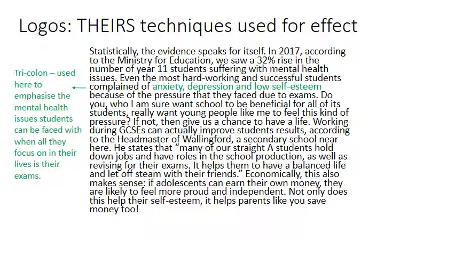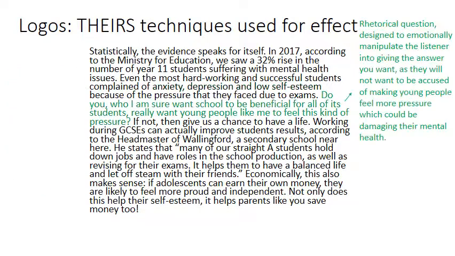Then we've got our tricolon. In this case, in the sentence, even the most hardworking, successful students complained of anxiety, depression, and low self-esteem because of the pressure they faced due to exams. So here we've got the tricolon, the three words and descriptions in a row, used here to emphasize the mental health issues students can be faced with when they focus solely on their exams. So again, it's emphasizing the problems that a part-time job could overcome. So it's presenting the problem in a way that means that when we suggest part-time jobs should be allowed, we're offering a solution to this problem. Okay, so that's how the tricolon's been used.